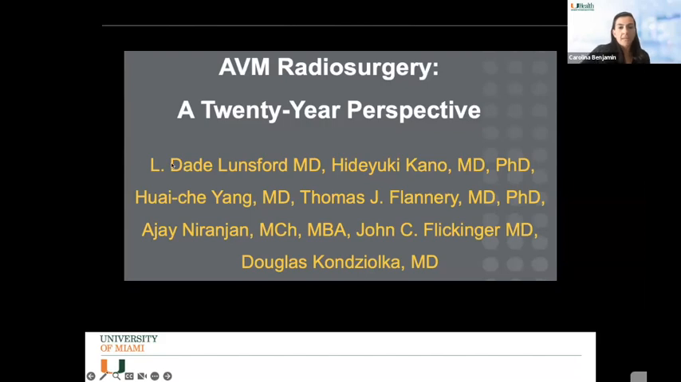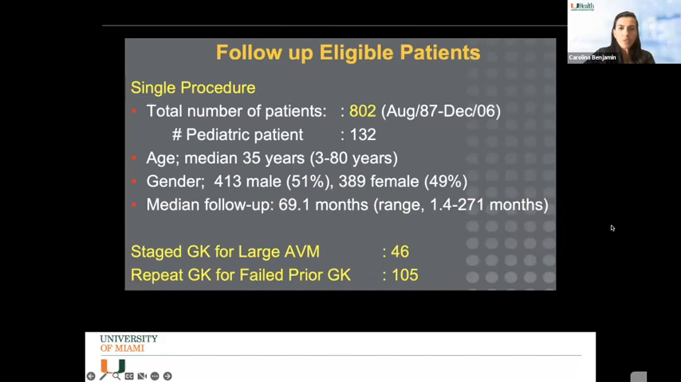So looking back at some AVM radiosurgery, I'm going to talk about the Pittsburgh data. I trained with Doug Hunziolka, so a lot of this data comes from him, and he has a vast experience in AVM radiosurgery. If you look at their series, they had a total of 800 patients, which is a significant number. 46 of those patients underwent staged Gamma Knife for large AVMs, and 105 patients had repeat Gamma Knife for failed AVMs.